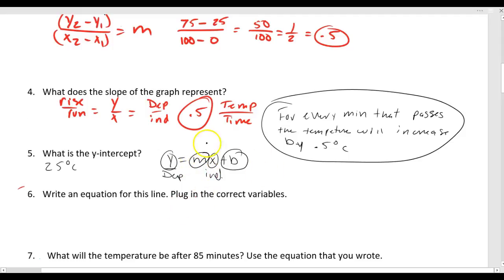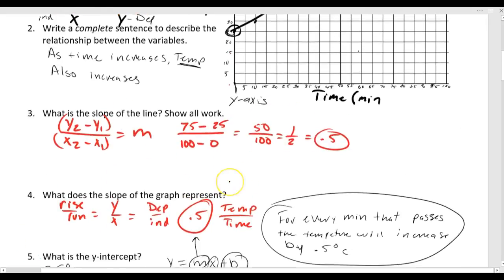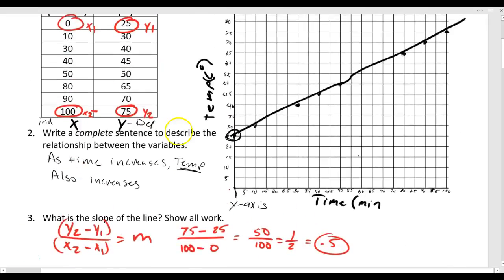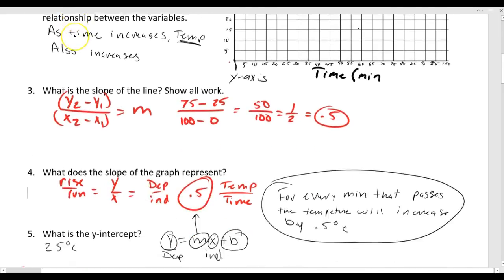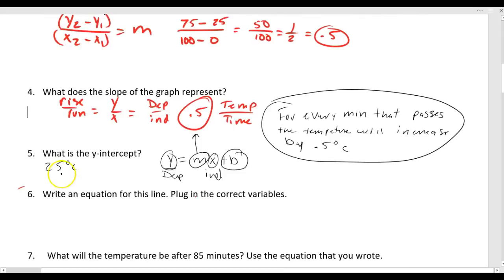Now m we found to be this number right there. That's our slope. That is m. So for y and x, we just go back up to our data set here, and we pick one number. So I'm going to pick 10 and 30. So y is going to be 30, x is going to be 10. And then I'm going to plug those numbers in and see what I get for my y-intercept.